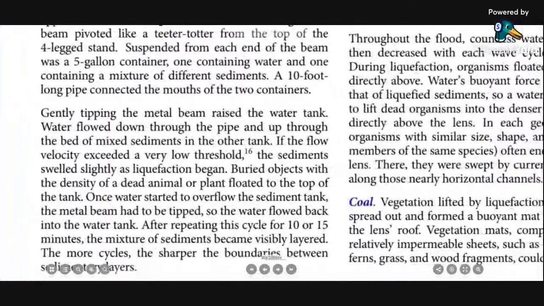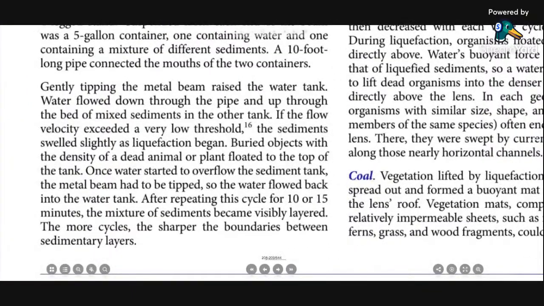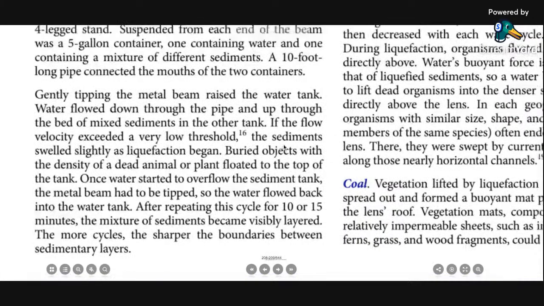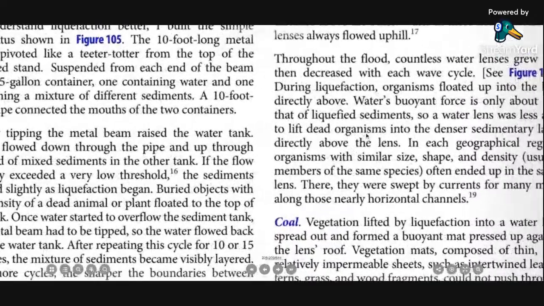A 10-foot-long pipe connected the mouths of the two containers. Gently tipping the metal beam raises the water tank. Water flowed down through the pipe and up through the bed of mixed sediments in the other tank. If the flow velocity exceeded a very low threshold, the sediment swelled slightly as liquefaction began. Buried objects with the density of a dead animal or plant floated to the top of the tank. Once water started to overflow the sediment tank, the beam had to be tipped so the water flowed back into the water tank. After repeating this cycle for 10 or 15 minutes, the mixture of the sediments became visibly layered. The more cycles, the sharper the boundaries between sedimentary layers.